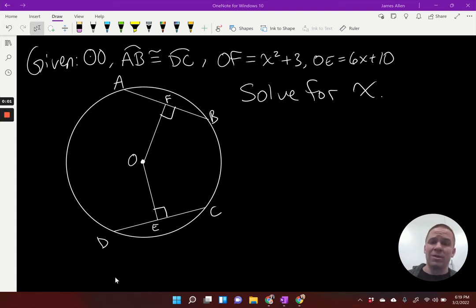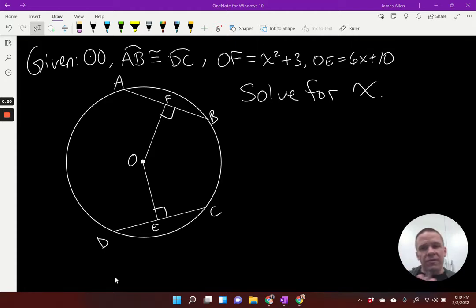We got ourselves a circle O once again. But this time, ooh, what is that? Arc AB is congruent to arc DC. That's fun. We've got OF is equal to x squared plus 3, and OE is equal to 6x plus 10. I also have some right angles already marked in there on the diagram. We want to solve for x.